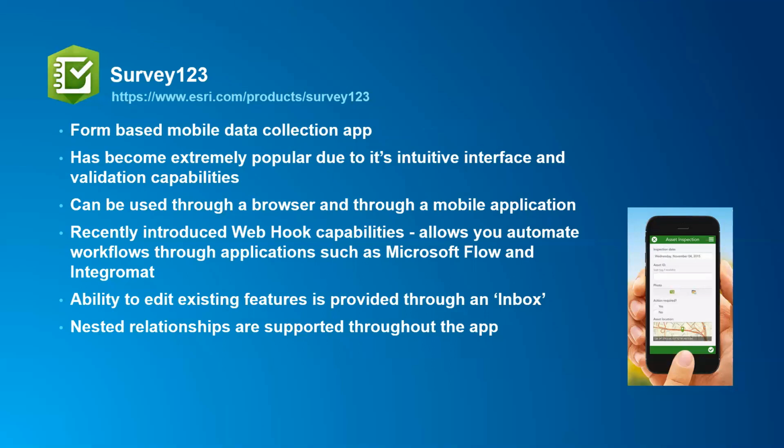Survey123 also allows you to edit existing features through an inbox. When it was initially released, it was only for point data collection, whereas now you can edit existing features through the inbox and still have all the form logic in there. Another thing that's come recently is nested relationships, by which I mean multiple one-to-many relationships. If you're collecting inspection records about a house, you can have multiple inspections associated with the same house, but you can have multiple nested relationships.